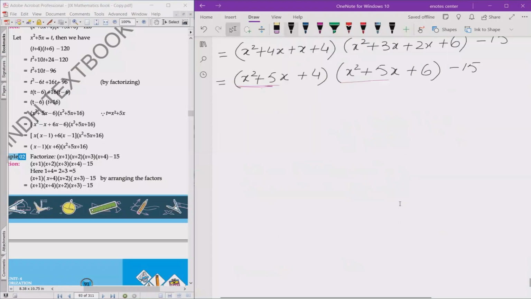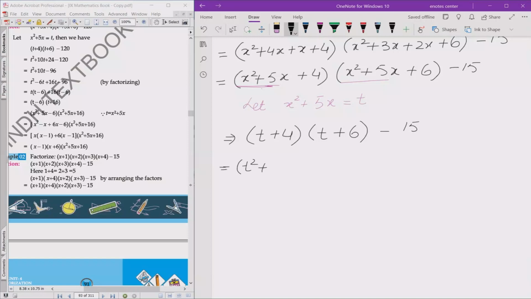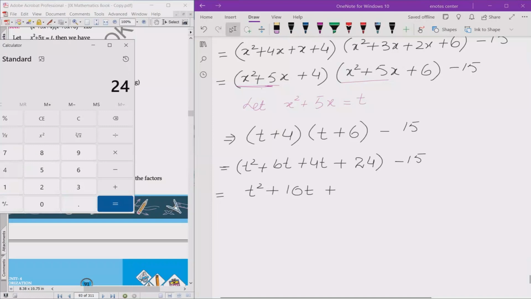Now we will apply a similar method which we already covered in the last class. We assume that x square plus 5x is t. Put this value inside: (t plus 4)(t plus 6) minus 15. Now we multiply these terms: t squared plus 6t plus 4t and 6 fours are 24, and this one is minus 15. Now we simplify: 10t, and 24 minus 15 is 9. So we get t squared plus 10t plus 9.